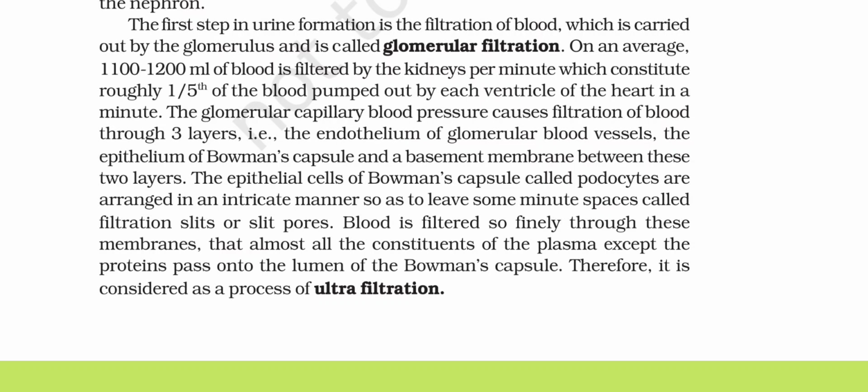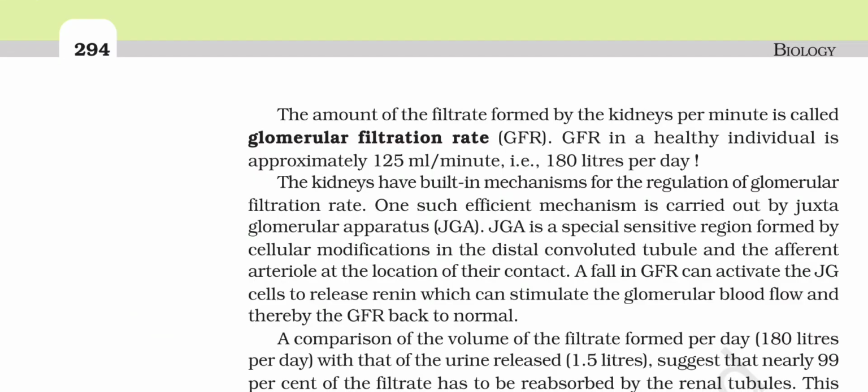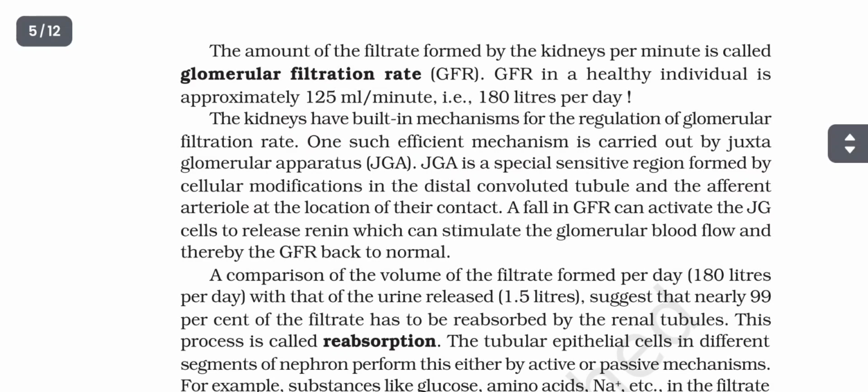Blood is filtered so finely through these membranes that almost all the constituents of the plasma except the proteins pass on to the lumen of Bowman's capsule. Therefore, it is considered as a process of ultrafiltration. The amount of filtrate formed by the kidneys per minute is called glomerular filtration rate. GFR in a healthy individual is approximately 125 milliliters per minute, that is 180 liters per day.